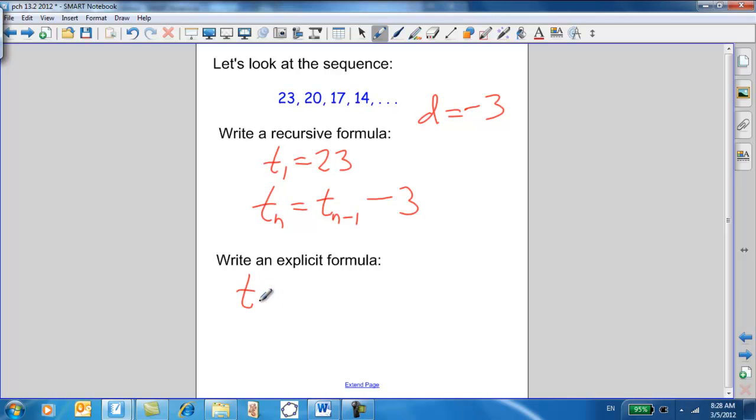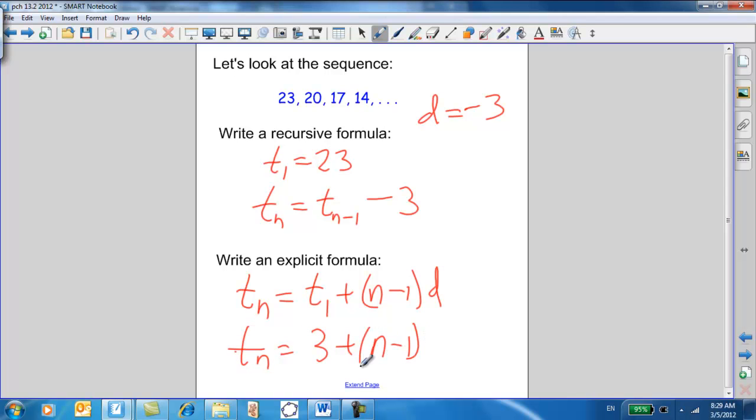Well, remember we had an explicit formula for arithmetic. t sub n equals t sub 1 plus n minus 1 times d. And so t sub n is 23 plus n minus 1 times negative 3. And so t sub n is 23 minus 3n plus 3, which is 26 minus 3n.